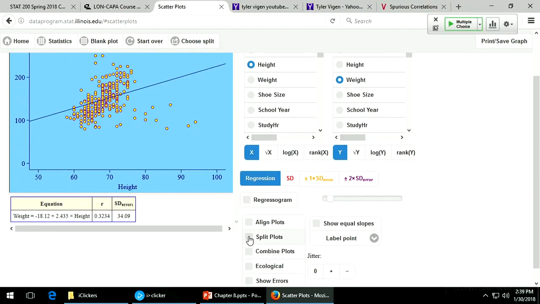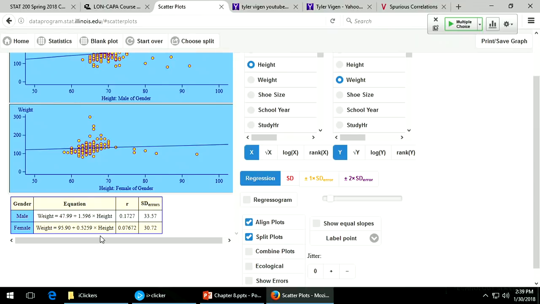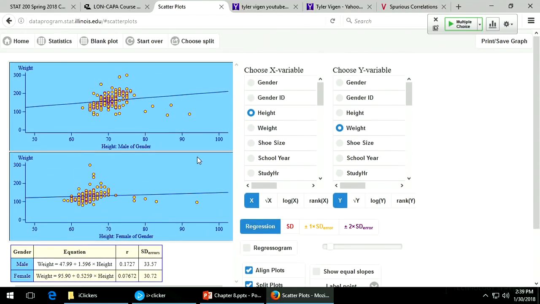And then we split the data. There's almost no correlation between height and weight when you look at females. Now what happens when we get rid of these points? What do you think happens? Do you think this correlation is going to go up? Don't you think it's going to get stronger? So why don't we try that?